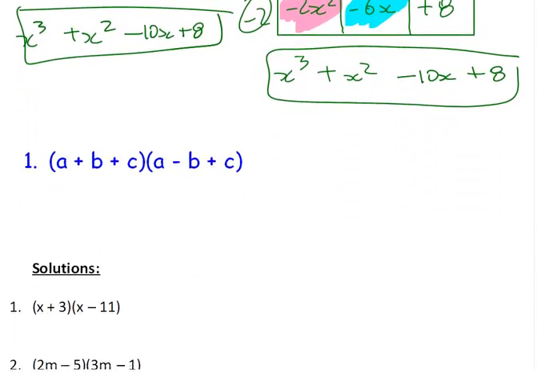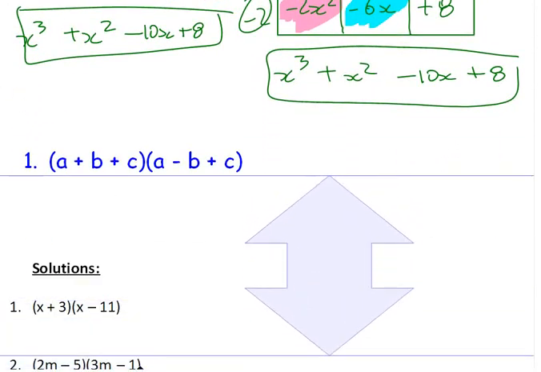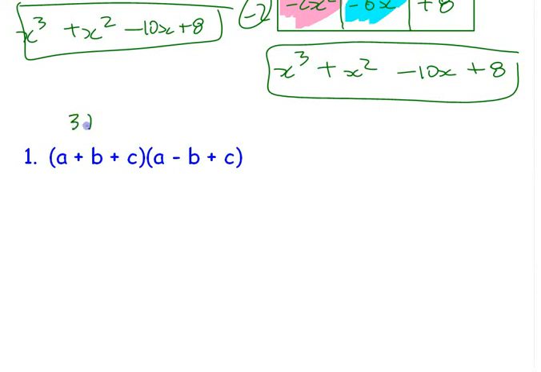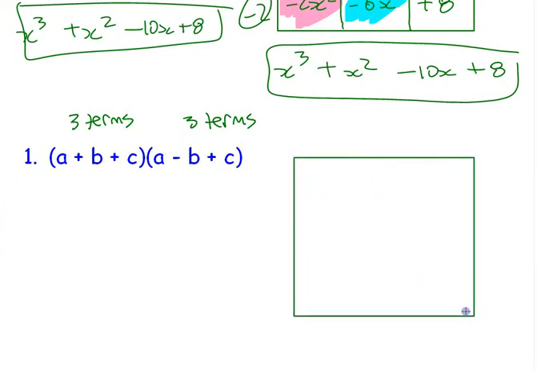Last one here, some of you I know had trouble with it because it looked different. It's exactly the same concept. 3 terms here, 3 terms here. How many terms am I going to have? How many spaces am I going to have in my box here if I'm doing an area model? I'm going to have 9, right?